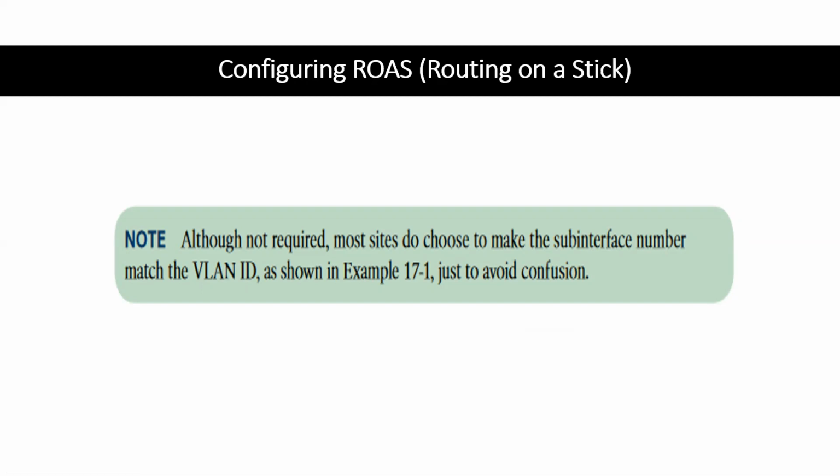Give me 1 second. I think there's a question. To confirm, the native VLAN is configured on the sub interface and not the main interface? I'm confused. If it's native, why is it configured on the physical or the main interface?